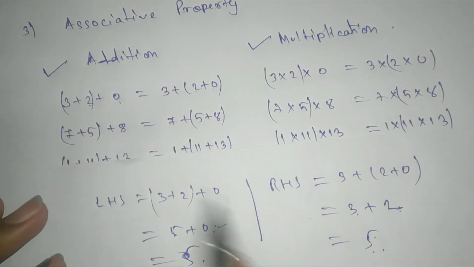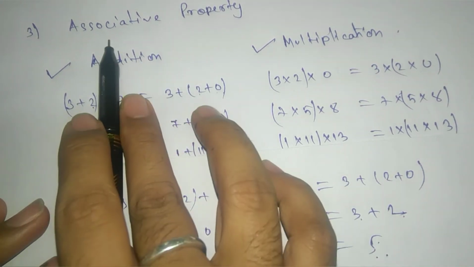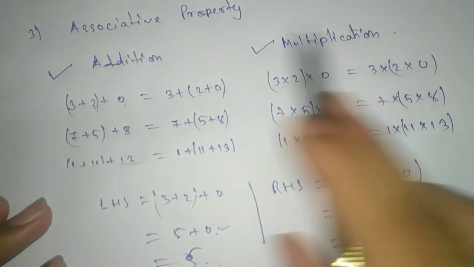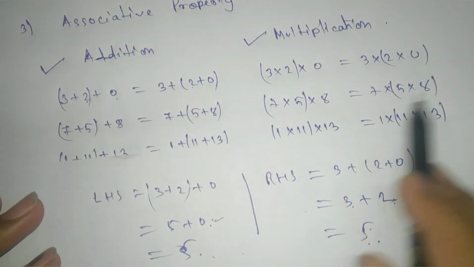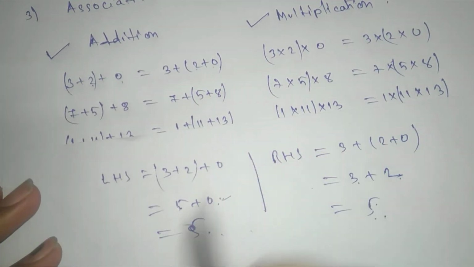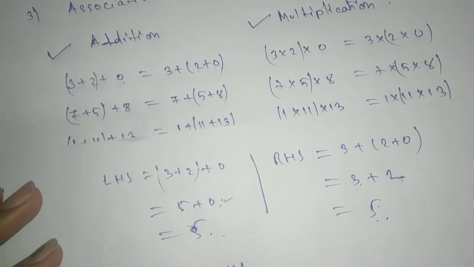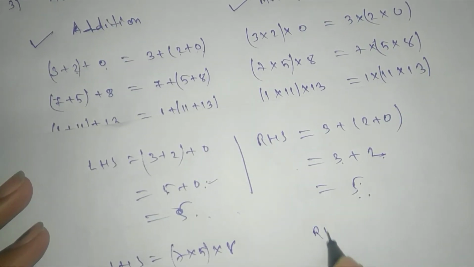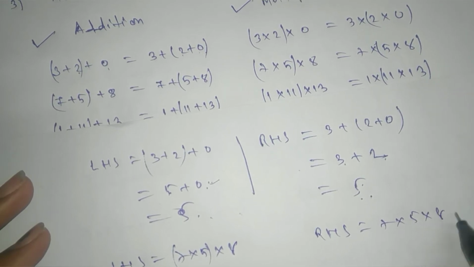That means the associative property under addition is true for whole numbers, and the associative property under multiplication is also true for whole numbers. So let's take this example. We'll see here the example: LHS equals what? 7 into 5 into 8. And here if we go for RHS, that is 7 into 5 into 8.